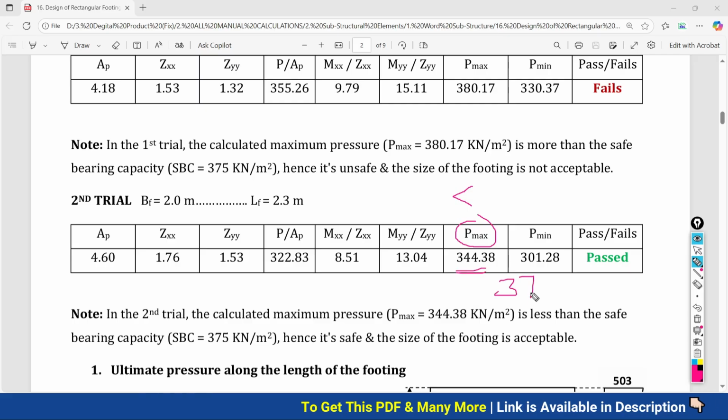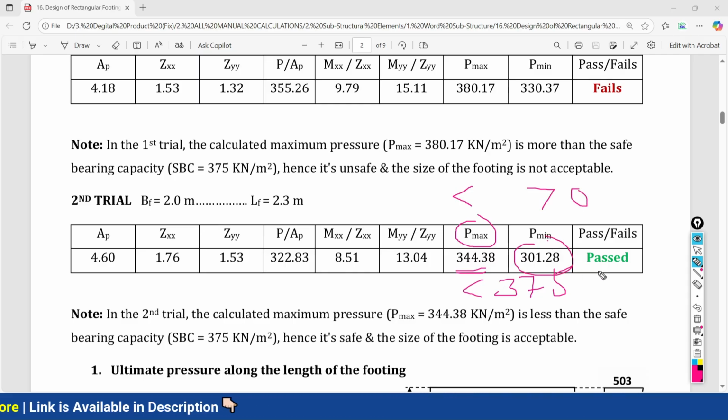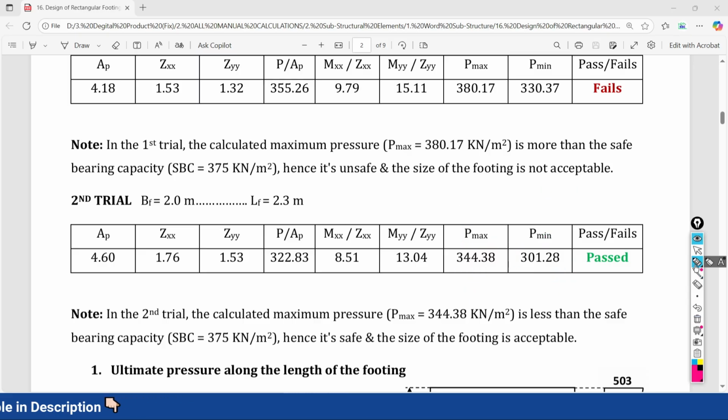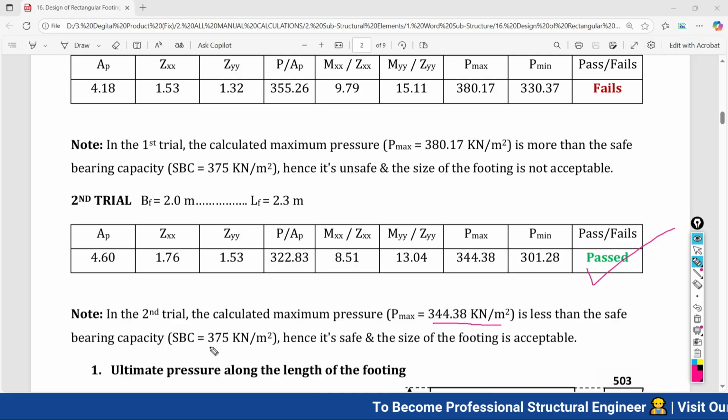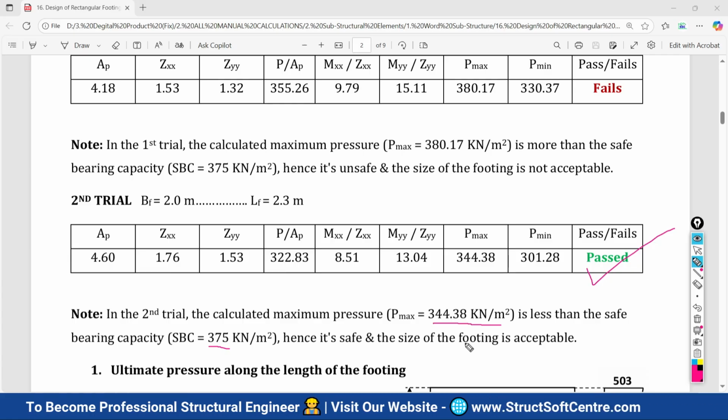So this maximum pressure is less than your SBC of the soil. SBC is what? 375. So your maximum pressure is less than your SBC plus your minimum pressure is more than 0, so both criteria are satisfied. That's why we are going to say it is what? Passing. So in the second trial, the calculated maximum pressure 344.38 kN per meter square is less than the safe bearing capacity of the soil as 375 kN per meter square. Hence it's safe and the size of the footing is now acceptable.